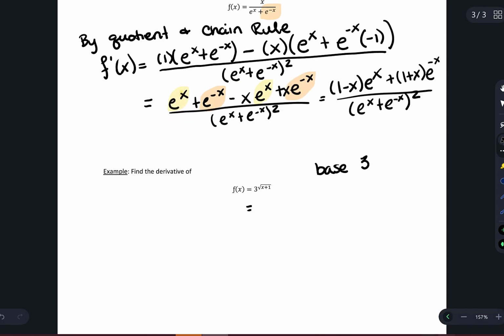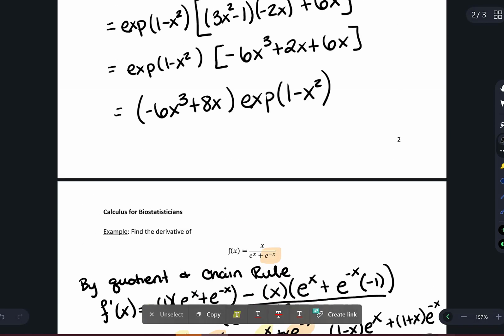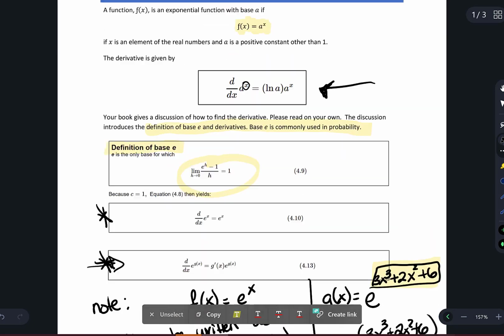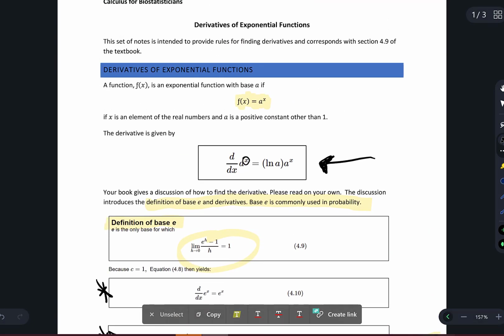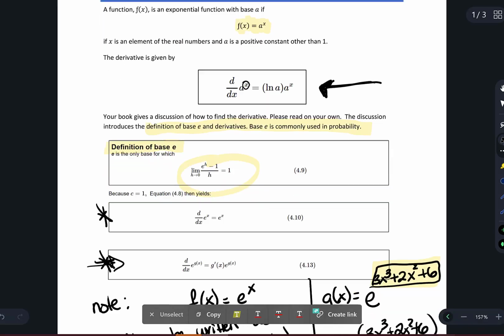So to make this a little bit easier to work with, I'm actually going to rewrite this as 3 to the x plus 1 to the 1/2 power. That's going to make it easier for us to apply our power rule. And then also here, since we're not working with base e, we're going to want to go back to the first page. And remember, at the very first page, we had this rule for finding derivatives when we were not working with base e.